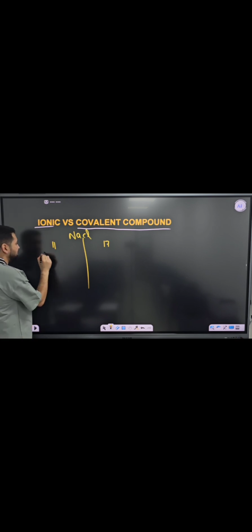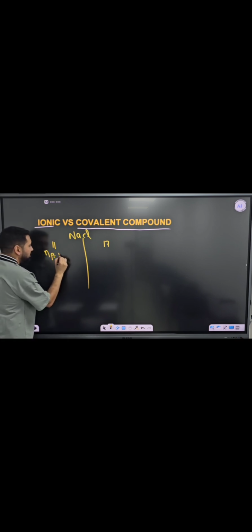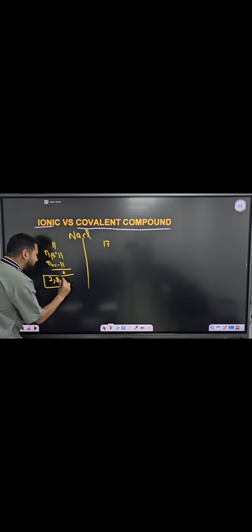Now tell me how many protons are present in sodium? You can say 11. How many electrons are present? You can say 11. What's the net charge? You can say 0. It's plus 11, minus 11, so net charge will be 0. What's the electronic configuration of sodium? It's 2, 8 and 1. In order to gain stability, can I clearly say that sodium will lose 1 electron? Yes, sodium will lose 1 electron.